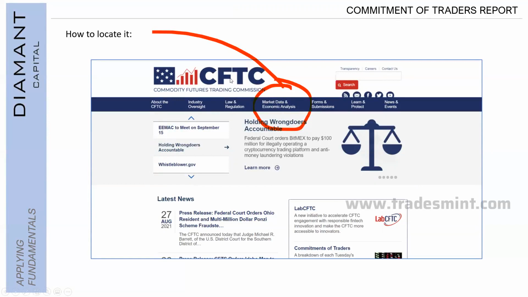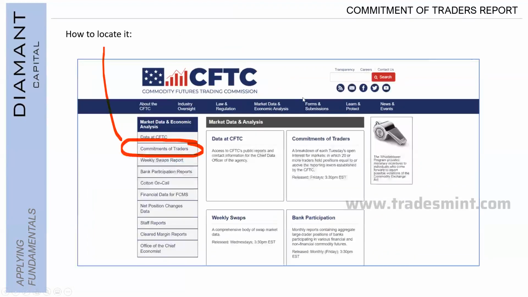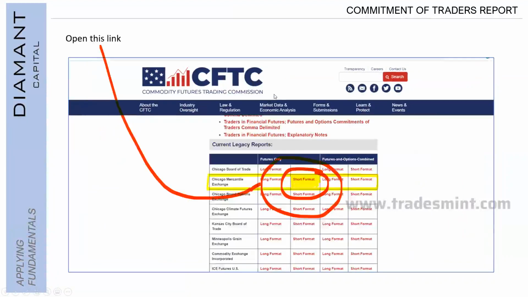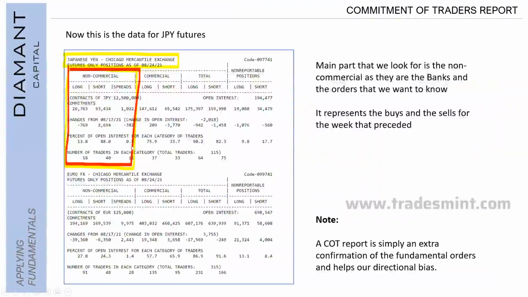So you go onto the CFTC website, go to the market data and economic analysis section. Then you go on the left-hand side to commitment of traders and scroll all the way down to the bottom of the page. Eventually, you're going to get to this subsection called current legacy reports. The part that we're going to be looking at is the Chicago Mercantile Exchange, and then futures contracts only, so not futures and options. We're going to be looking at the short format. The long format has all the different types of data, but the main one that we'll be looking at is the short format. And this is exactly what it looks like.